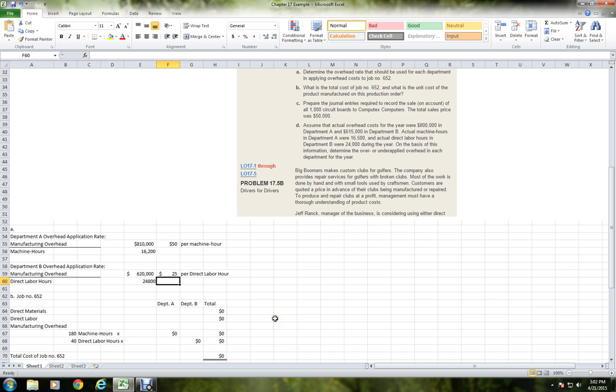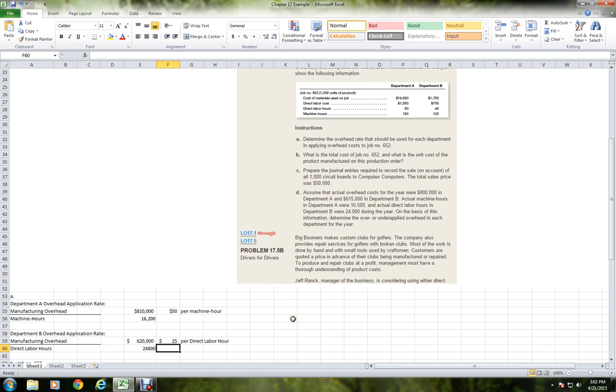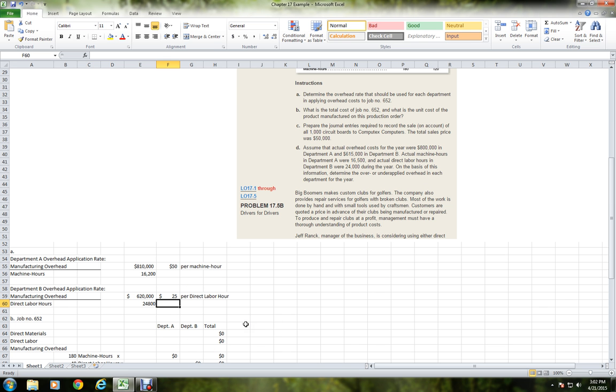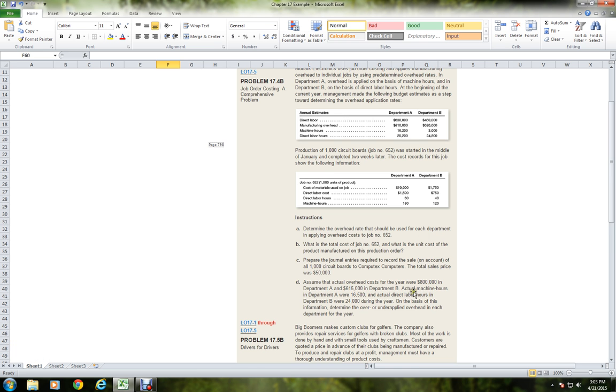So first off, for job number 652, we need to have a unit cost. Once we figure that out, we need the total cost and then a unit cost for the product manufactured for the total order. So first off, we need to look at direct materials. So this group is for job 652. These would have been our actual numbers.